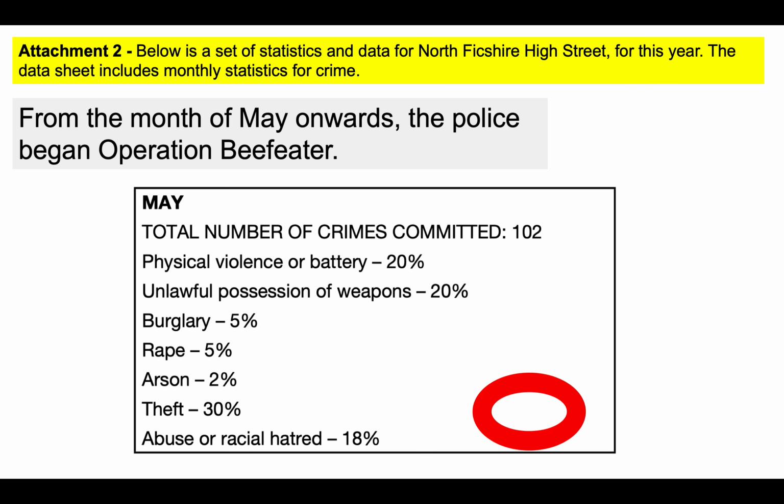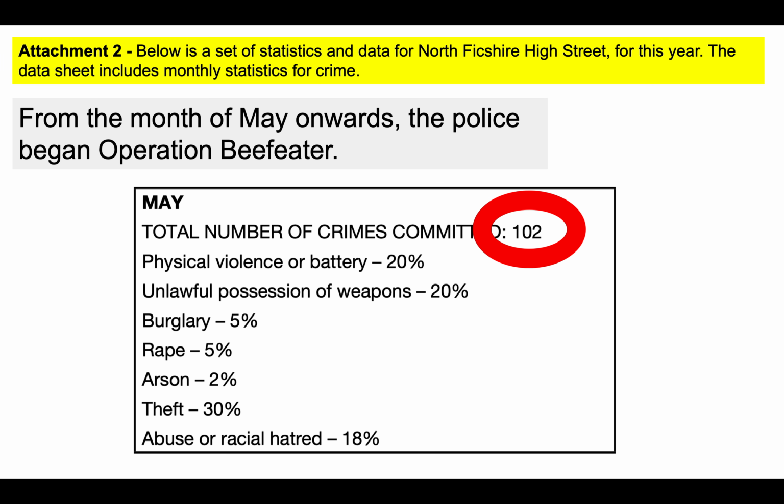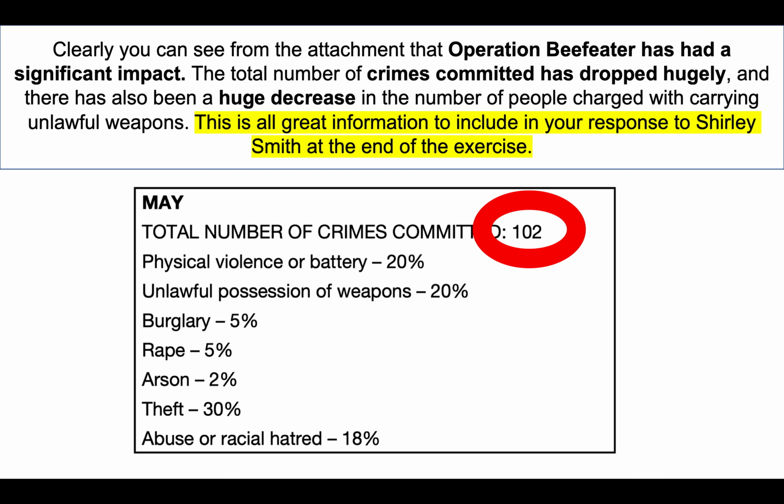And we can see there with May, they have come down significantly to 102, which means that Operation Beefeater, with all the police officers on foot patrol and doing the stop and searches, has had a positive impact. So therefore, clearly you can see from that attachment that Operation Beefeater has had a significant positive impact. The total number of crimes committed has dropped hugely, and there has also been a huge decrease in the number of people charged with carrying unlawful weapons.